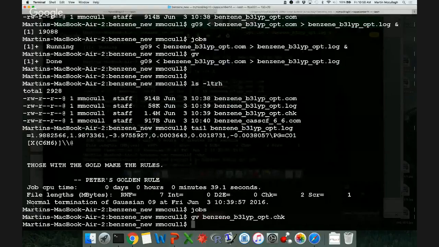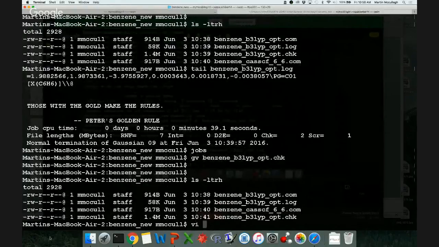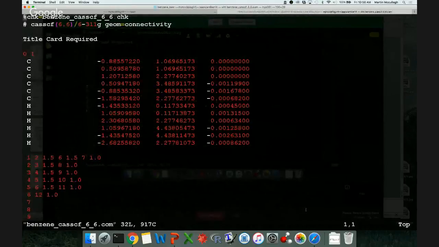Okay, so let's take a quick peek at this CAS-SCF calculation input file we made. So this is what it looks like. This is for benzene. Remember, the geometry in here is not the optimized geometry.